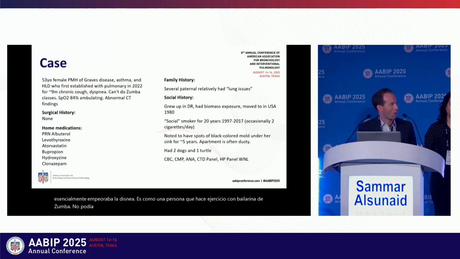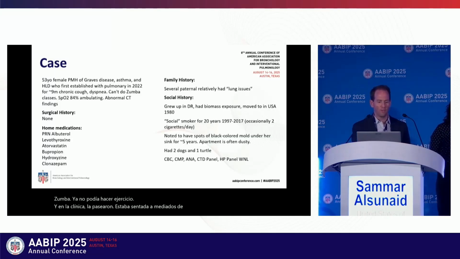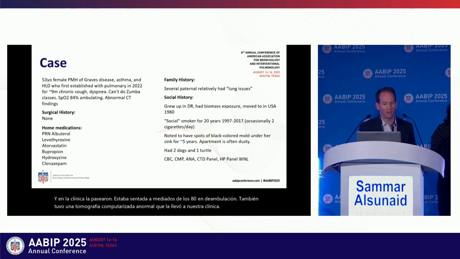And in clinic, they walked her. She was sitting in the mid-80s on ambulation. She also had an abnormal CT, which brought her to our clinic. This is late 2022. She had no real relevant surgical history. Medications weren't particularly contributory. Family history, she had a history of lung issues on her father's side, but not really any clear sort of trend there. She grew up in the Dominican Republic, had biomass exposure as a child. They cooked with a wood-burning stove. She moved to the United States in the 80s.